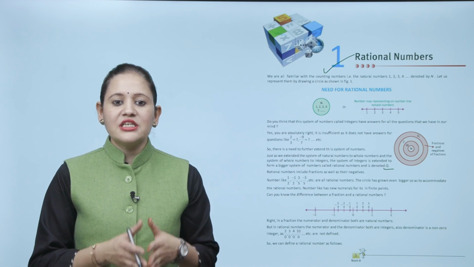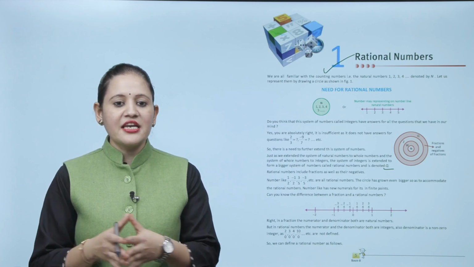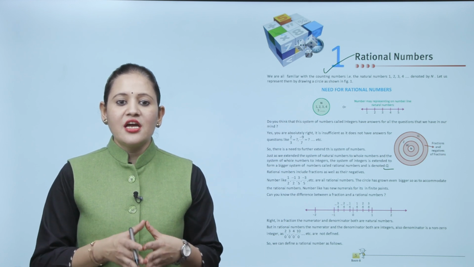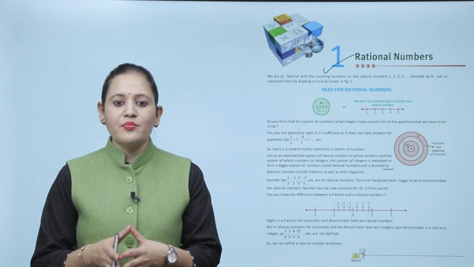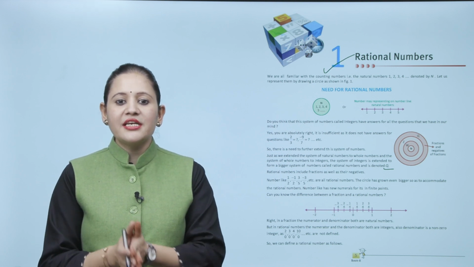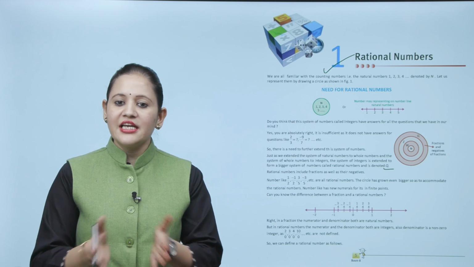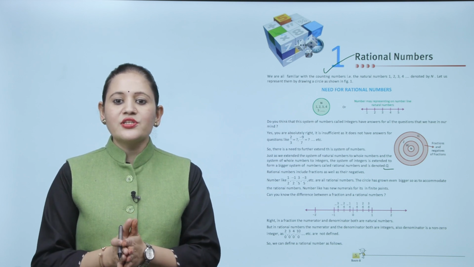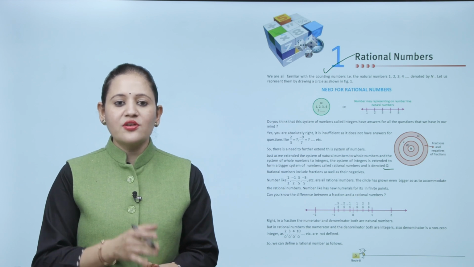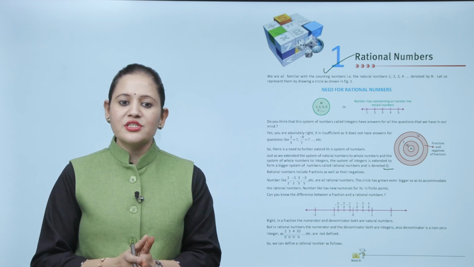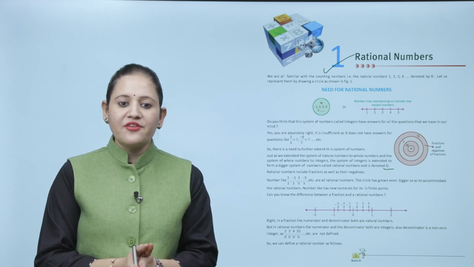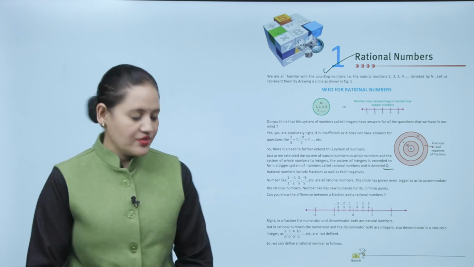Can you tell the difference between a fraction and a rational number? In a fraction, the numerator and denominator both are natural numbers, but in a rational number the numerator and denominator both are integers. Clear? Also, the denominator is a non-zero integer, as 2 upon 0, 3 upon 0, 4 upon 0, 10 upon 0, etc. are not defined. So we can define the rational number as follows.